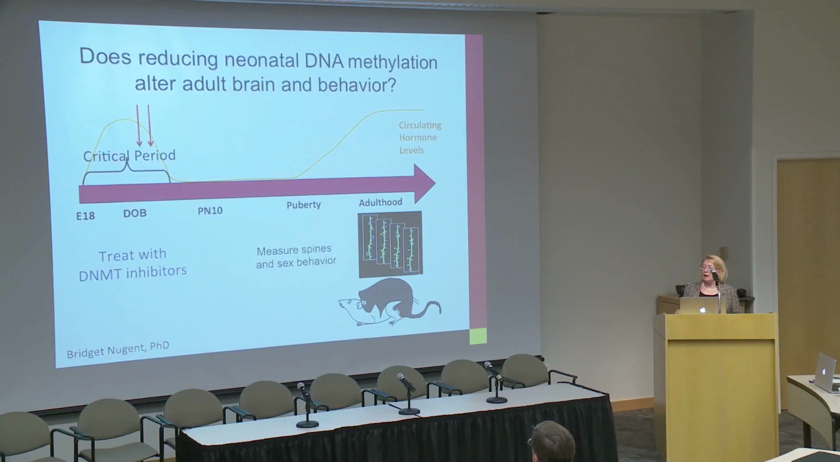So Bridget went and just asked the simple question: does reducing DNA methylation, again injecting here at the same times that we would have injected PGE2 or estradiol or minocycline, and then raising animals to adulthood, change their sex behavior and their dendritic spine patterning? So there's a full 60 to 70 days between our DNMT inhibitor treatments and our outputs.